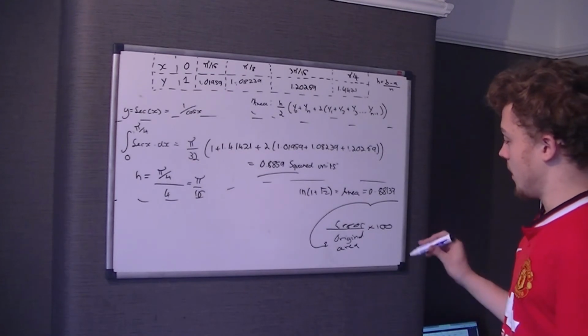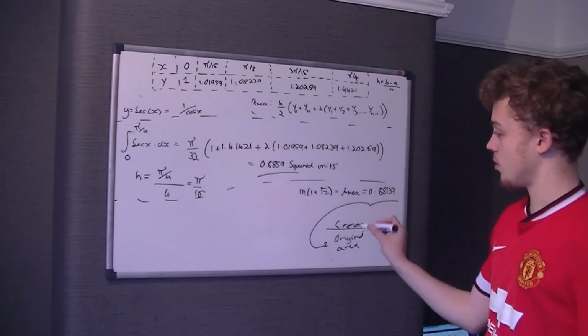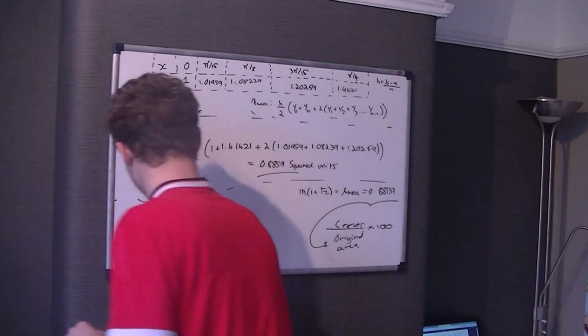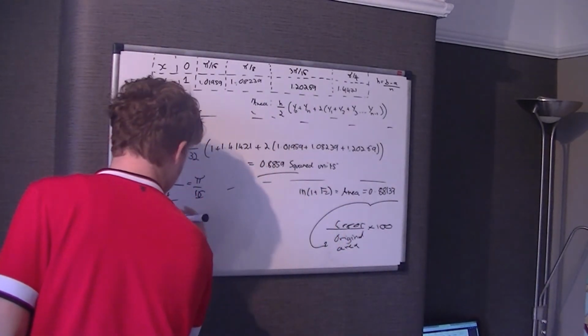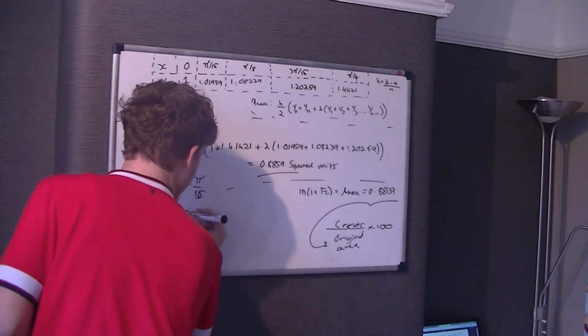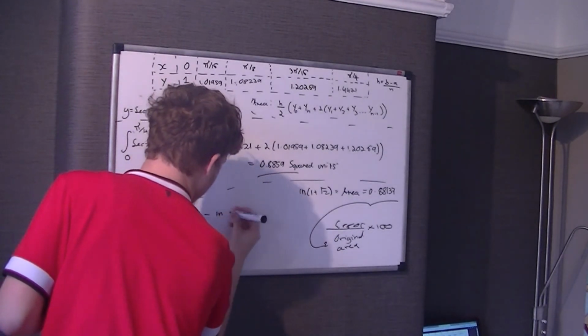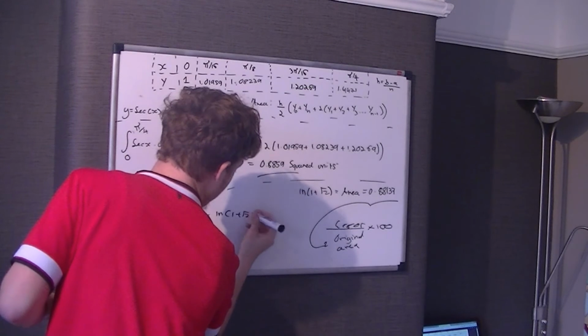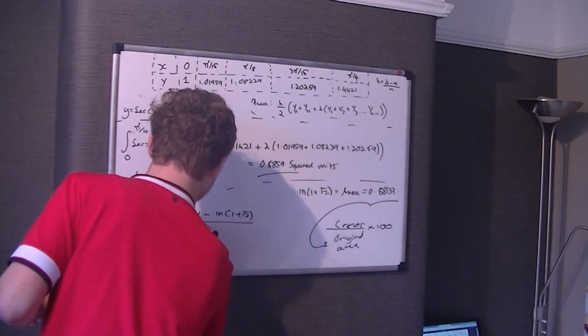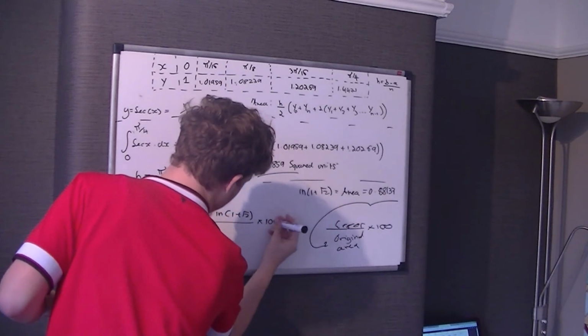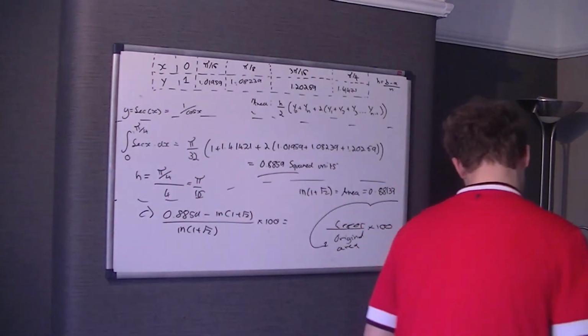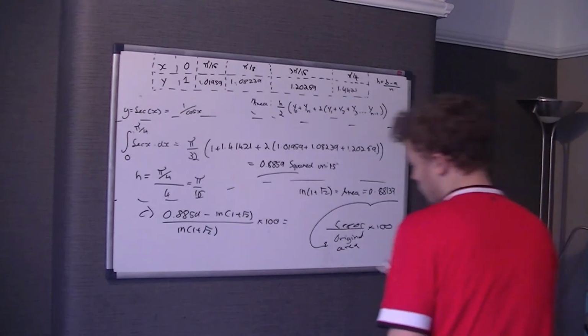So if you were to do the ln of 1 plus root 2, you would get 0.88137. That's the official ln of 1 plus root 2. That's the official area, okay? So that's the original area, and that's what we put on the bottom.